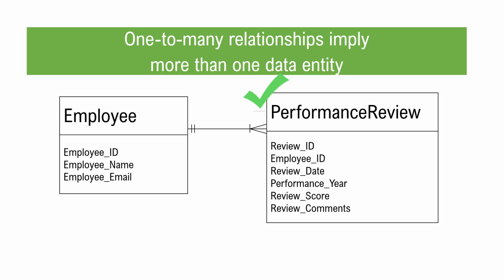This is something that's linked to a specific period of time. So performance year, review date, and maybe review score and comments and anything else that needs to be tracked about the performance review. And then one single employee, for every year when they had a review, there will be another record in this other data entity. So be very careful not to miss one-to-many relationships, because that can create a lot of problems.